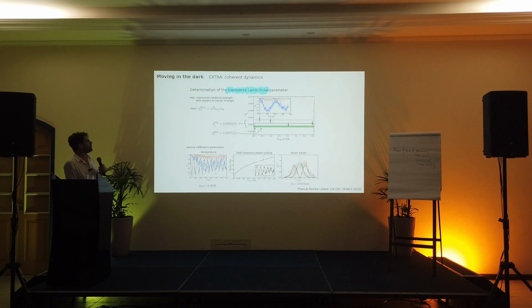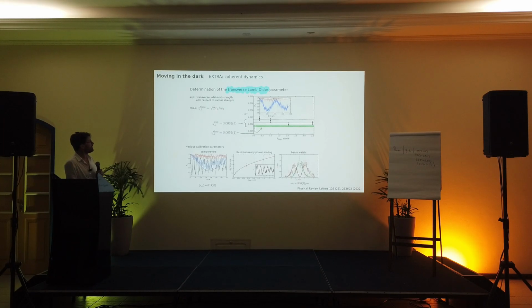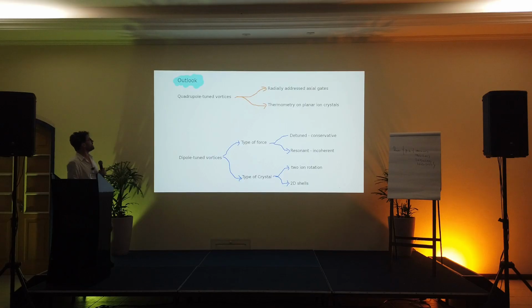Another thing that we actually could measure is the Lambda parameter. The Lambda parameter in this case is not x over lambda, but x over the waist. And for different laser powers, we measured that this Lambda parameter was very much where it had to be. And that's about it. So we did this with quadrupole-tuned vortices, so vortices that were tuned to quadrupole transitions.